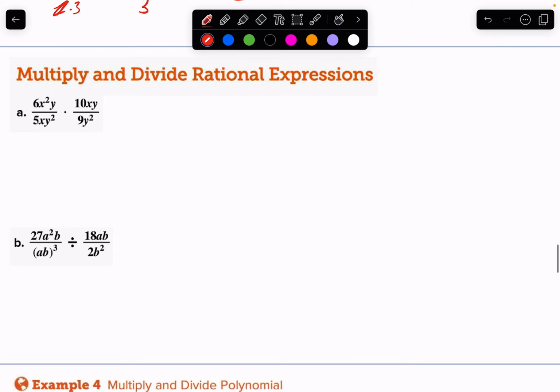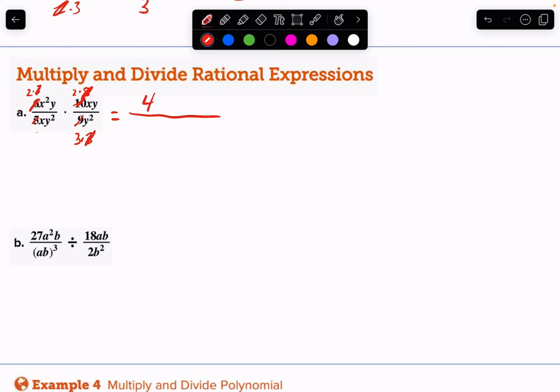Okay, here we are. This one's already ready and set up. I'm just going to go right from where it is. The 6 is a 2 times 3. The 9 is a 3 times 3. The 10 is a 2 times 5. The 5 is a 5. 5s cancel. 3s cancel. So in the top, I got 2 times 2, which is 4.